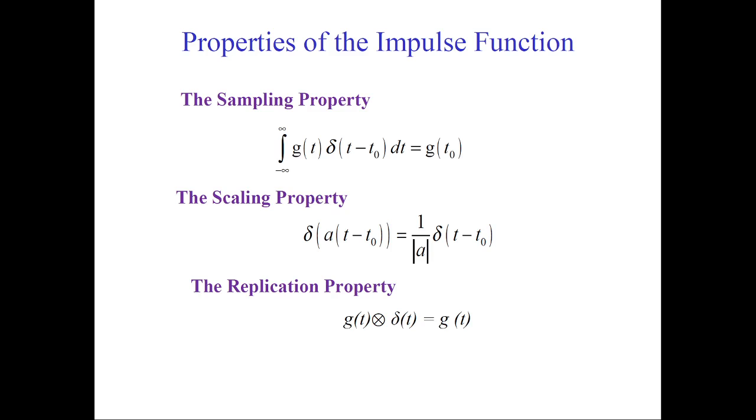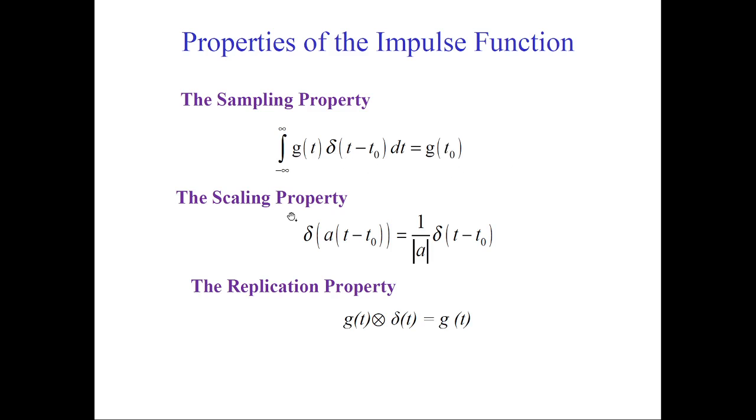Now the properties of the unit impulse function. The sampling property is the integral from minus infinity to infinity of g of t, whatever the signal is, into del of t minus t0. Here, del of t minus t0 is the shifted version of del of t; we'll see what shifting means. The result is g of t0, which is the sampled version. If you multiply the signal g of t with the shifted version of del of t, you get g of t0, the value of the signal at the shift.